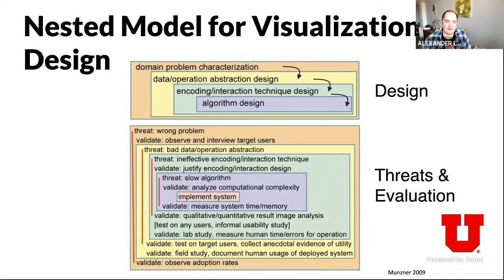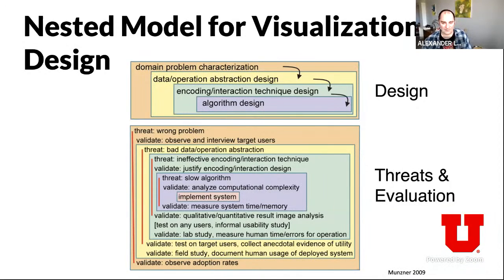In this extended chart here, you see for each of these levels what some potential threats are to getting it wrong at that particular level, and what some validation methods are. Interestingly, for most cases there is a validation that you can do before you move on, and then there's a validation after you've completely completed the cycle.